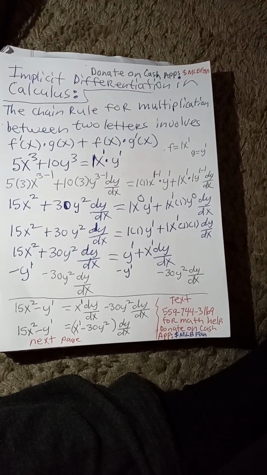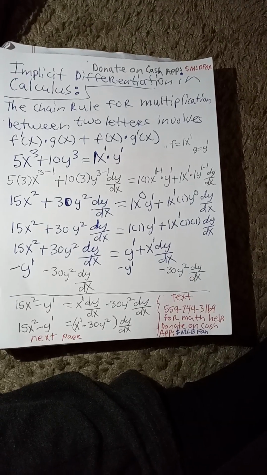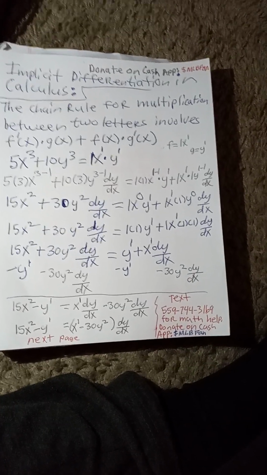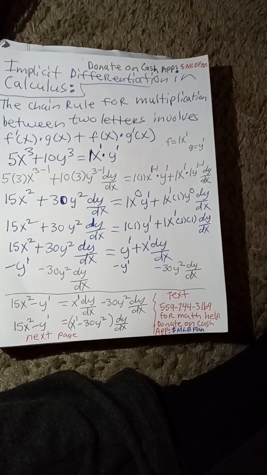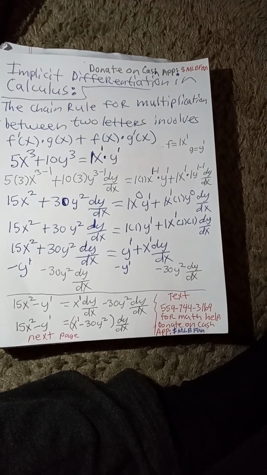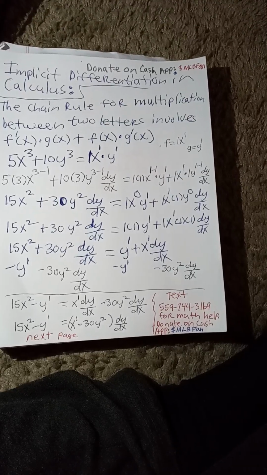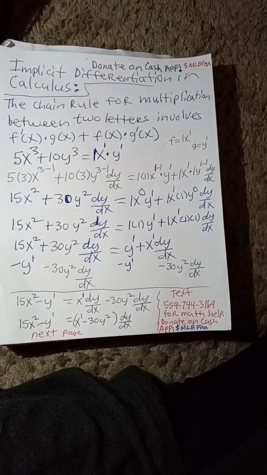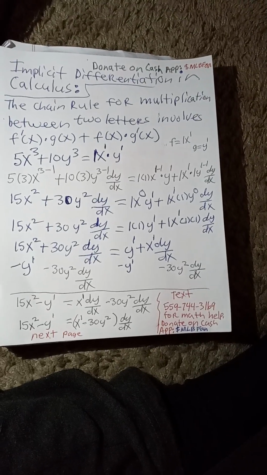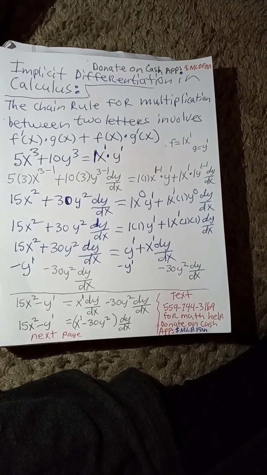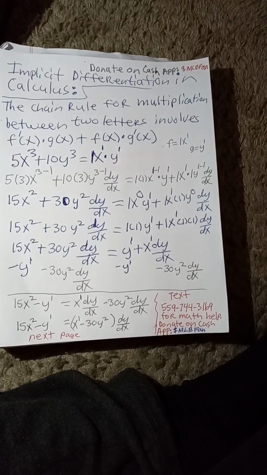So this will break down to 15x to the second power plus 30y to the second power dy divided by dx is equal to 1 times 1 y to the first power plus 1x to the 1 times 1 times 1 dy divided by dx. Anything raised to the 0 power is equivalent to 1 in mathematics.